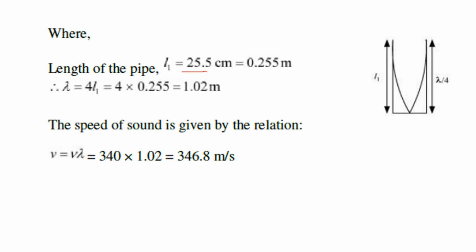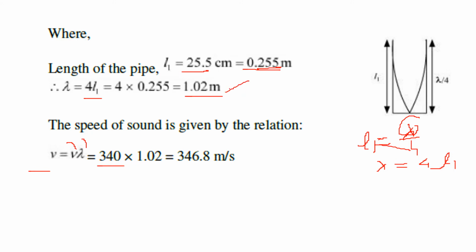L1 is given as 25.5 centimeter. Convert it into meter. L1 is lambda by 4, so what will be lambda? Take 4 here. Lambda will be 4L1. So 4 into L1, L1 is this much. So 4 into 0.255, which is 1.02 meter. Now we can easily find out the speed also. Speed is frequency into wavelength. The frequency is given, and the wavelength we found out. Multiply these two, we get 346.8 meter per second. This is the speed of sound.